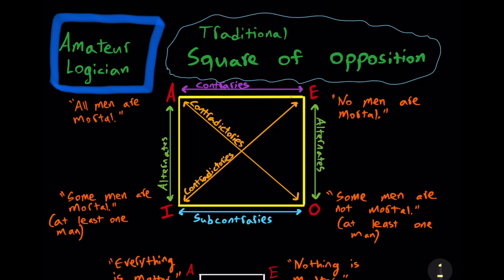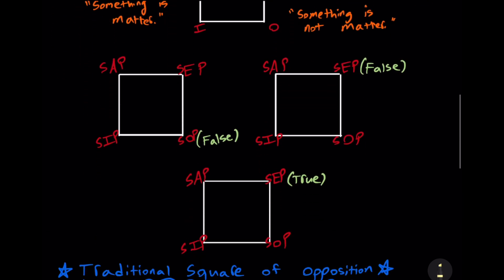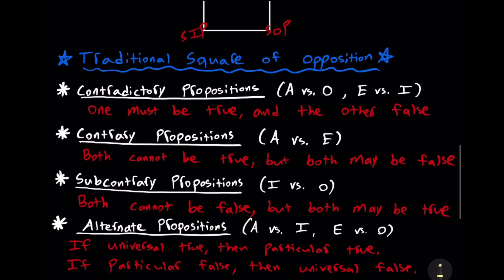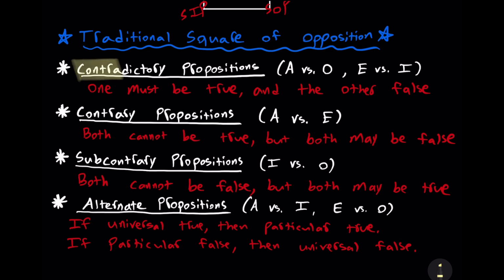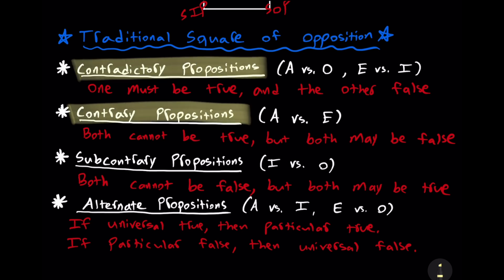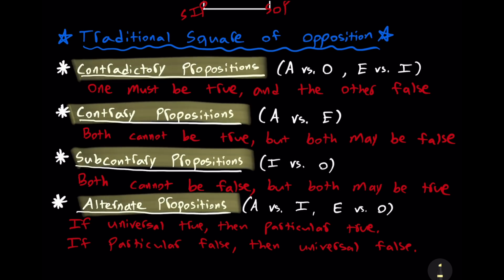The traditional square of opposition is an elegant way to relate all forms of a categorical proposition with a given subject and a given predicate. That is, as an A type of proposition, I type of proposition, E type of proposition, or O type of proposition. We can take a given categorical proposition and then compare it with three different propositions that only differ from that given original proposition by the quantity and/or quality. We can think about the logical relationships between these propositions. With the traditional square of opposition, we have contradictory propositions, contrary propositions, subcontrary propositions, and alternate propositions.